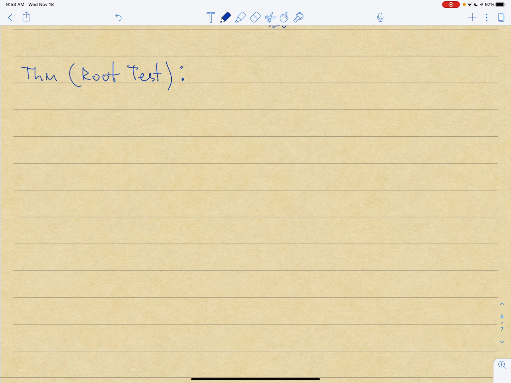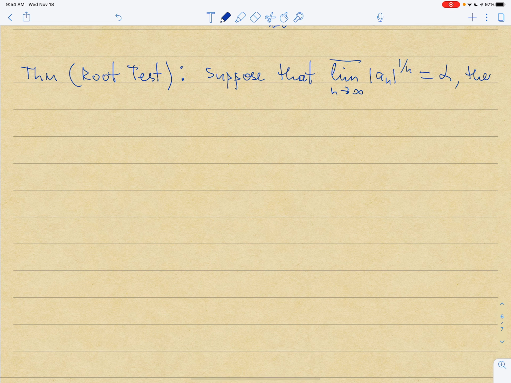Suppose that lim sup as n goes to infinity of absolute value of An to the power 1 over n, suppose that this is equal to some number alpha. So alpha obviously is a non-negative number. So then, number 1, if alpha is less than 1, then a series of An's converges absolutely.